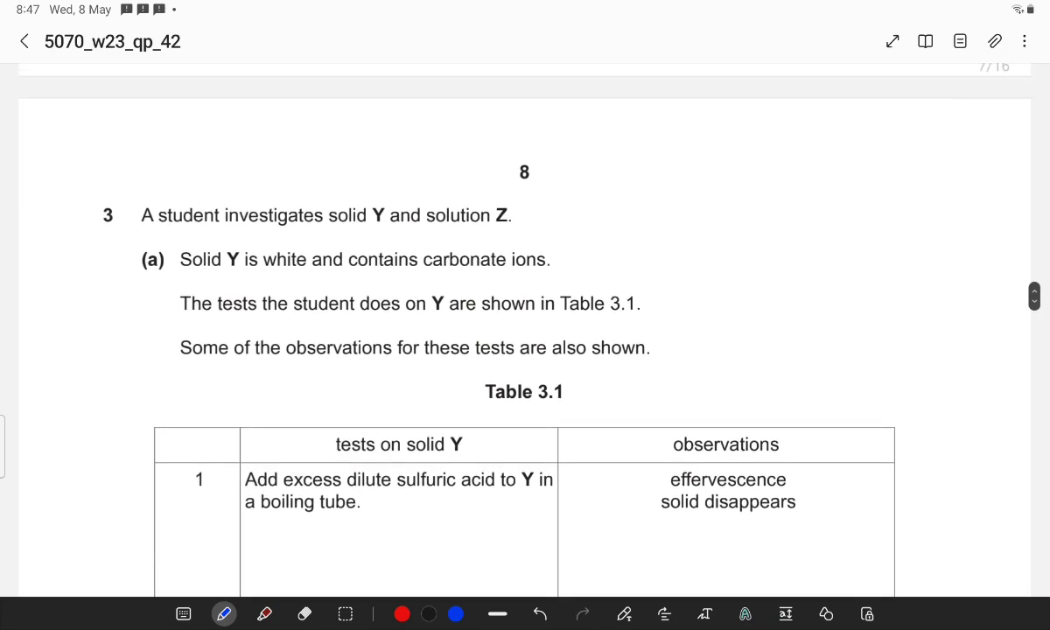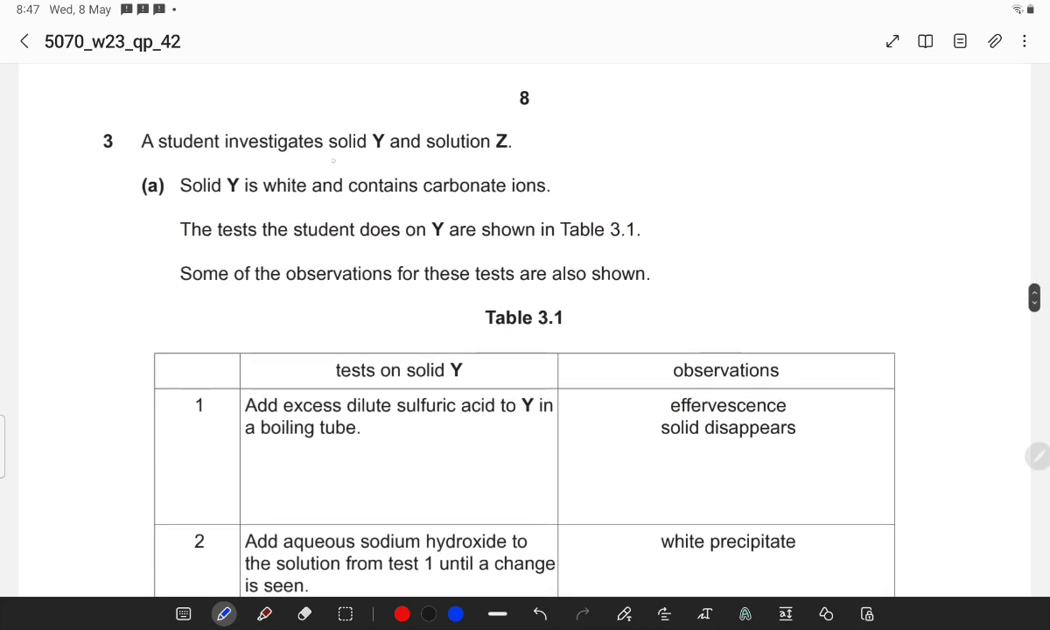This is a qualitative analysis question. Question number 3. A student investigates solid Y and solution Z. Solid Y is white and contains carbonate ions. The tests the student does on Y are shown in table 3.1.